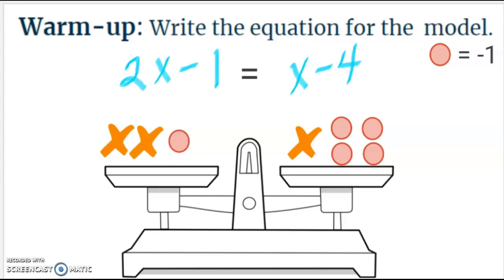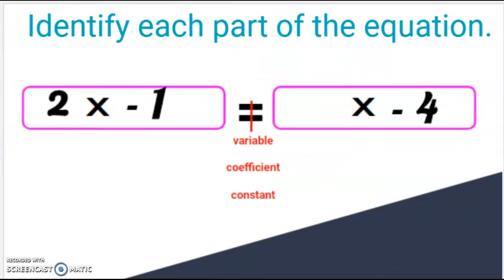Okay, so hopefully you wrote 2x minus 1, and the equal sign was already there, so equals x minus 4. I set up the equal sign there for you already because it was splitting up the problem, right? It was split up. Okay, so let's go to the next slide.